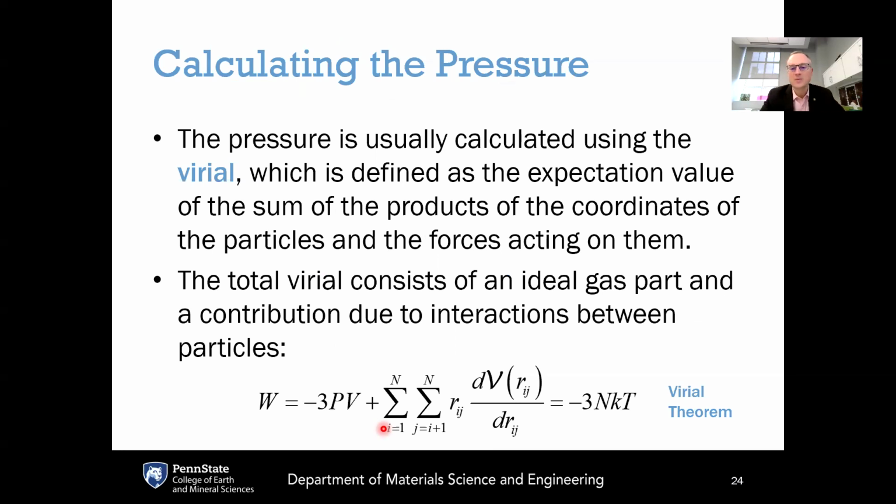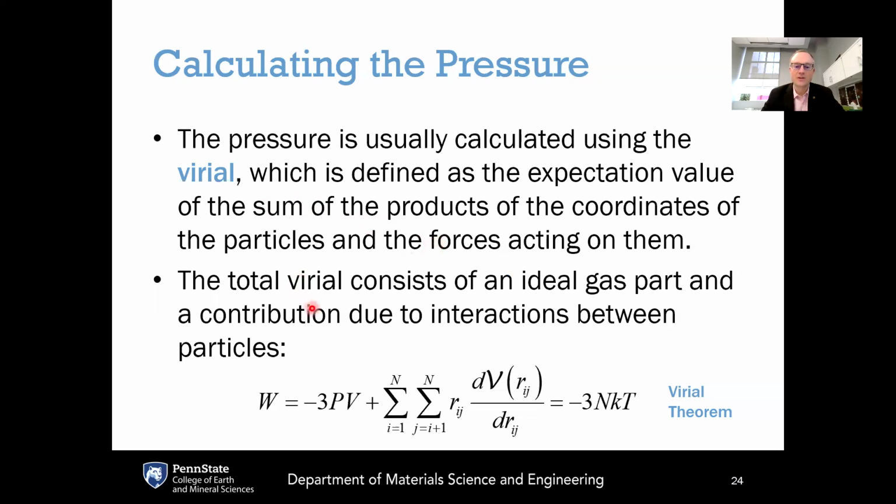Now, what if we have an NPT ensemble where we have an isobaric simulation instead of an isochoric simulation? In that case, we need to calculate the pressure of the system as well as the temperature of the system. The pressure in MD simulations is usually calculated using the virial. The virial is defined as the expectation value of the sum of the products of the coordinates of the particles and the forces acting on them.